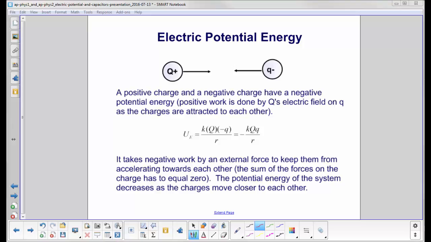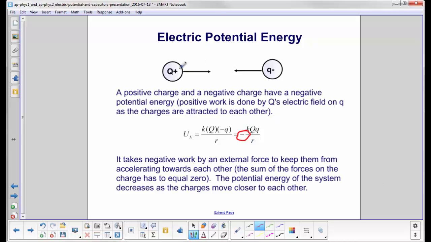It's a little tricky keeping track of the signs when we deal with potential energy, so let's show a few examples. A positive charge and a negative charge will have a negative potential energy of the system. You can just use the equation here, plug in the values, and see that you get a negative potential energy. But what does that mean?